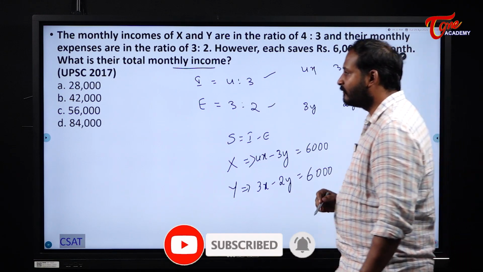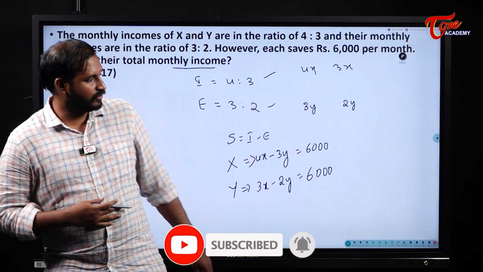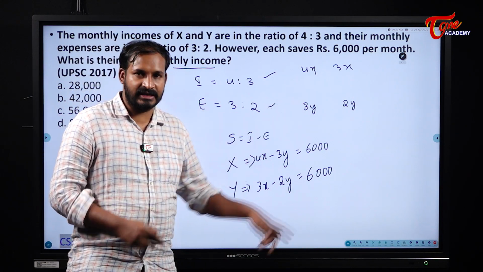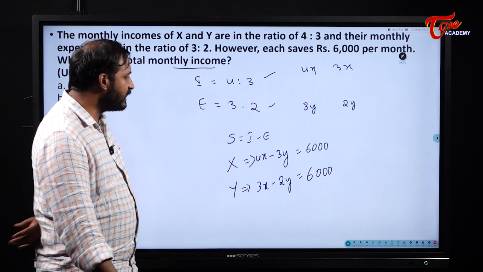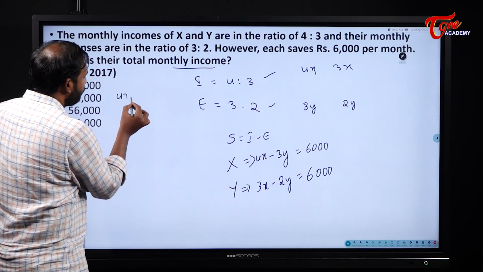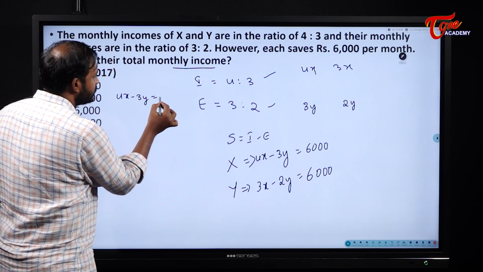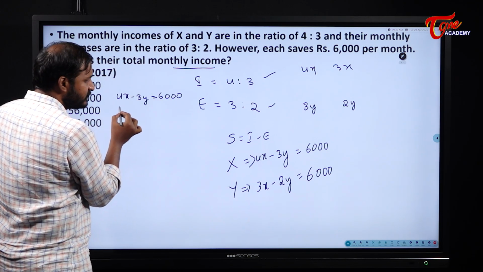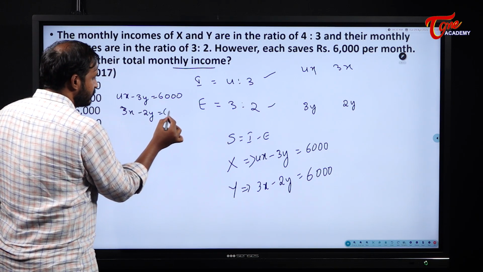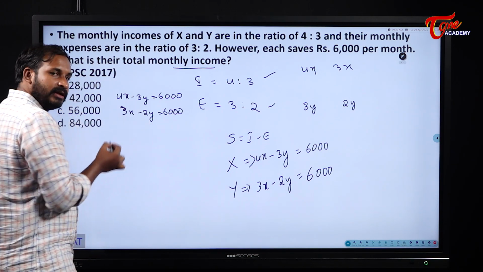Okay, now we need to find the total monthly income together. So income is what? 4x and 3x per portions, right? That means we need to find the x value. To find the x value, what are the two equations I have actually? 4x minus 3y is equal to 6000, and as well as 3x minus 2y is equal to 6000. Now tell me how you will get the x value.